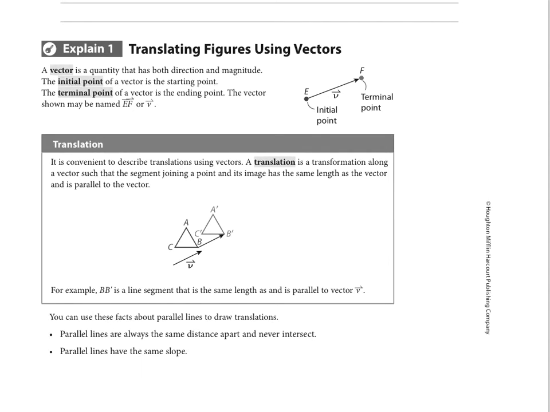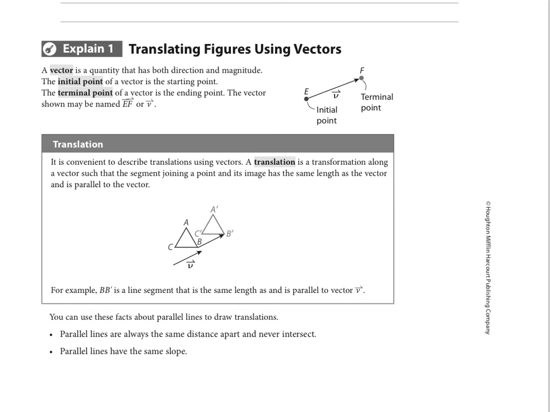The initial point is kind of like the endpoint of a ray. It's the starting point of the vector, and then the terminal point is where you end up at the end of the arrow, basically, and that's the ending point. As we name it, we could name it with the two letters in this diagram. E and F are the points that make up the vector. So we could name it as vector EF, and just look at the notation there. It kind of looks like a ray, but notice there's only half an arrow on the end there.